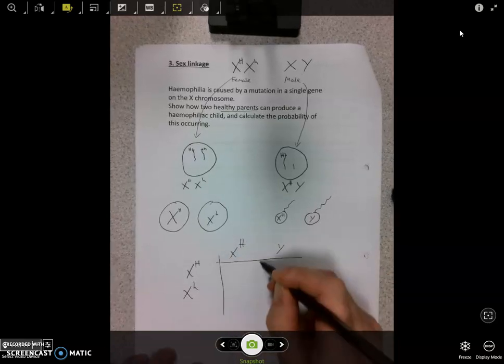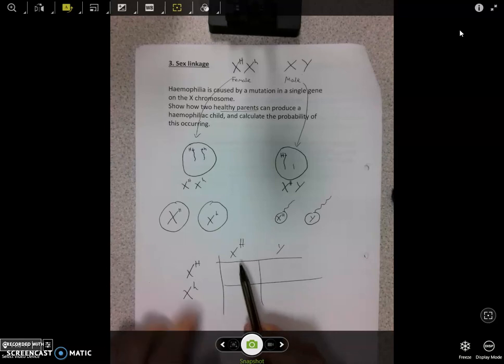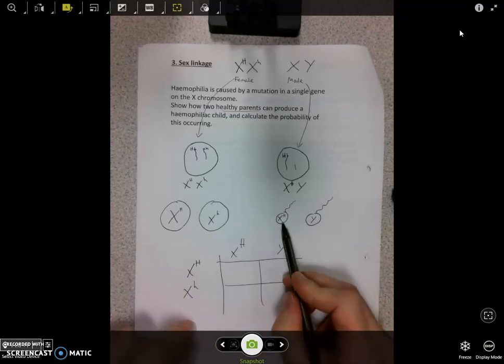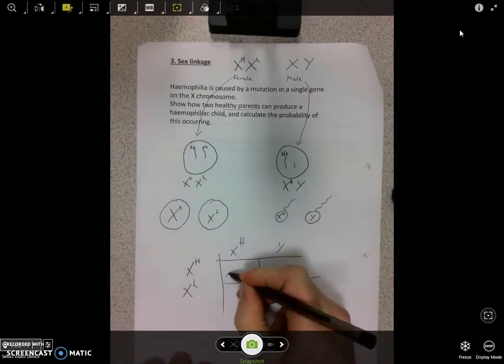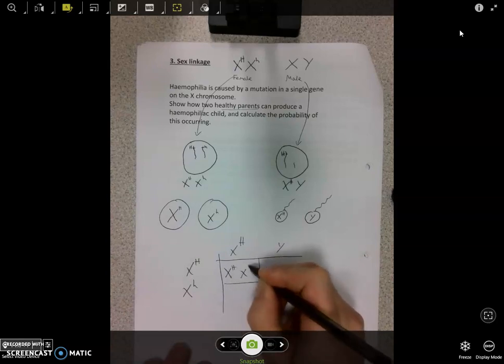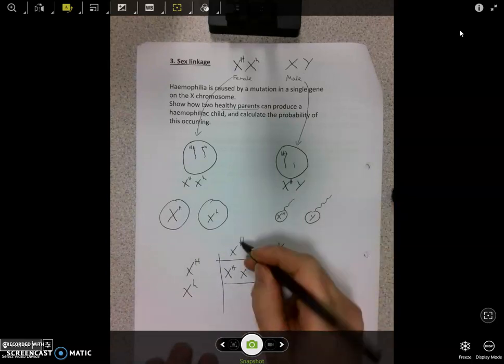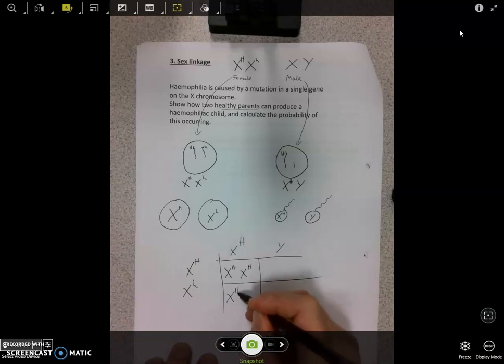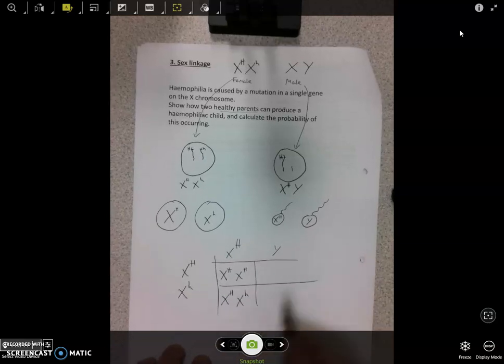Draw it out. And now we're going to look at what happens when these gametes fuse together. That's like saying that sperm fertilizes that egg. So here we go, X capital H, X capital H. Let's keep doing it. That one's going to fuse together, X capital H, X lowercase h.